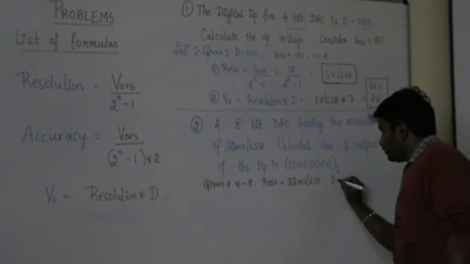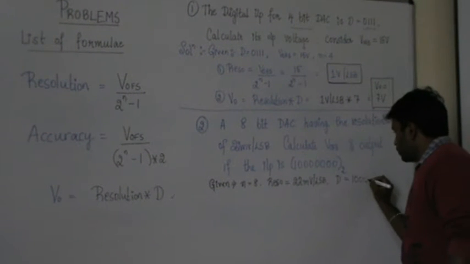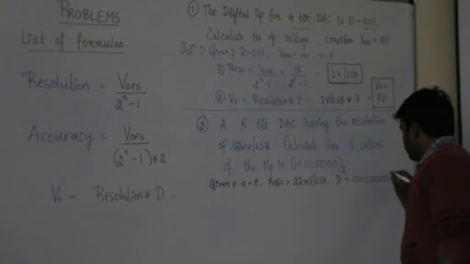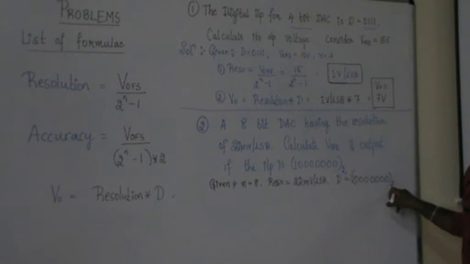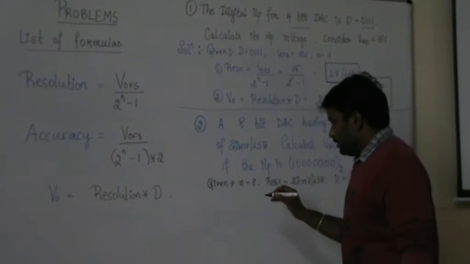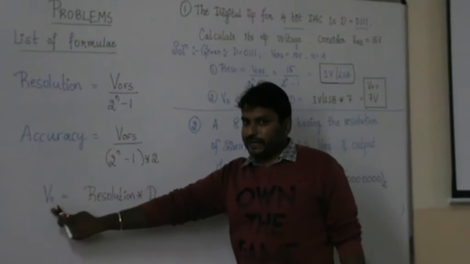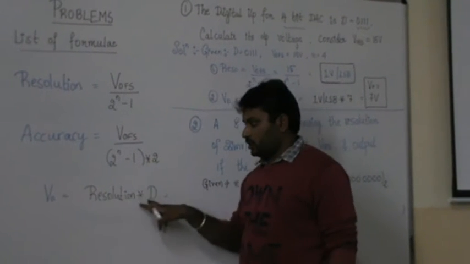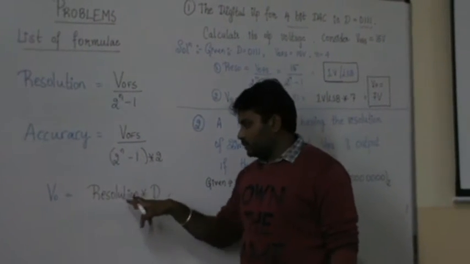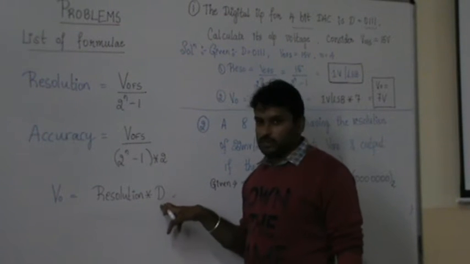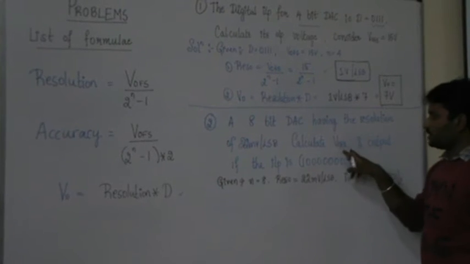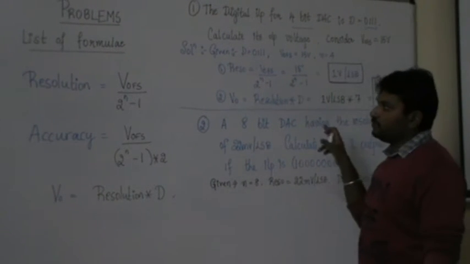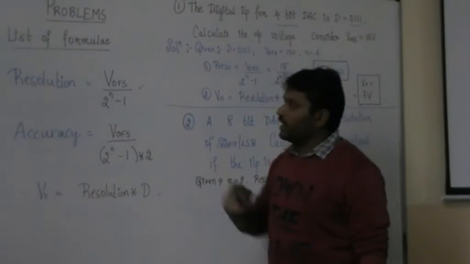They have also given the D value as 10000000, and this is the base. Since it is represented in binary numbers, the base is 2. Now what do we have to calculate? They are asking V0, the output voltage. The same formula can be used here as well, since the resolution and D are given. Also they are asking V0Fs, so you have to use this formula as well.